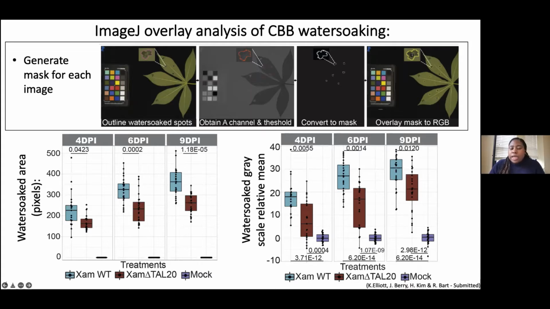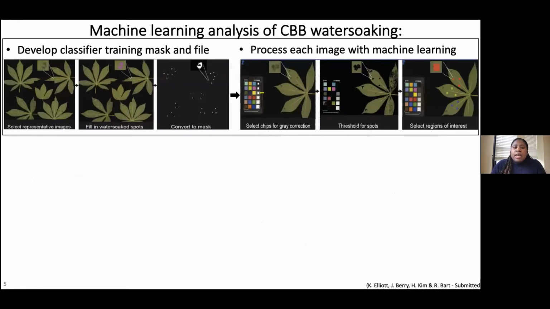However, using ImageJ is a pretty time-consuming method because, again, you have to make a mask for every image. And so we wanted to develop a quicker way of doing this. And I worked with a data scientist at the Danforth Center, Jeff Berry, to develop a machine learning-based tool for still getting that information about the lesion.